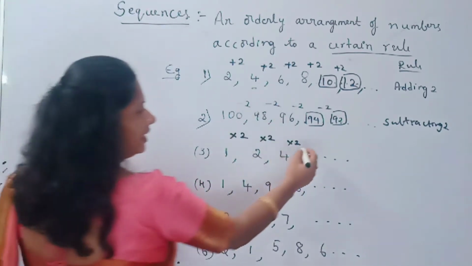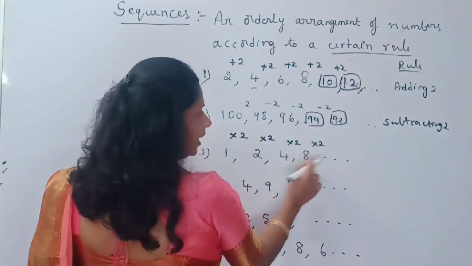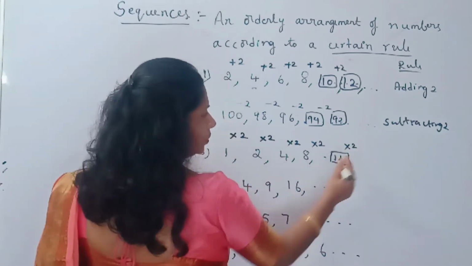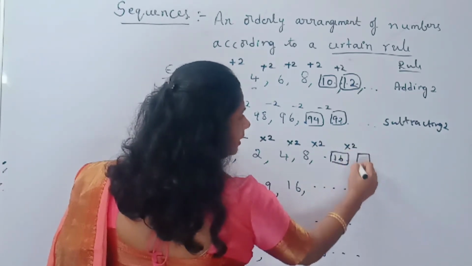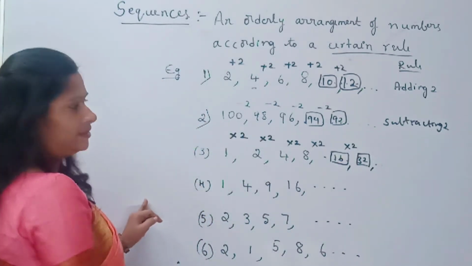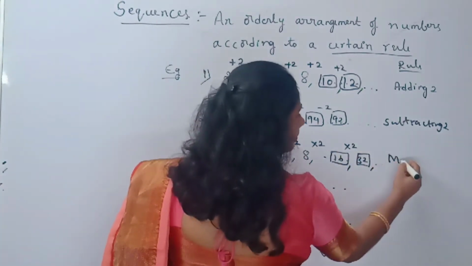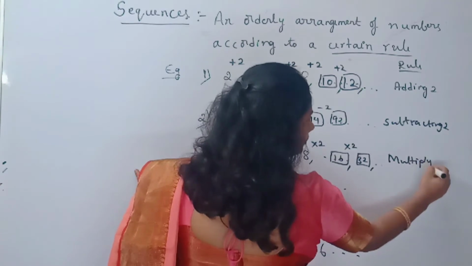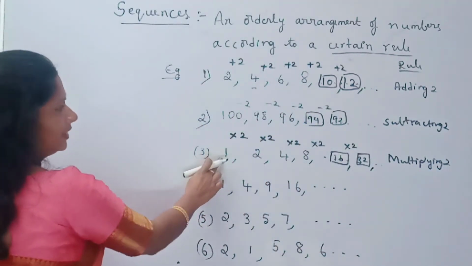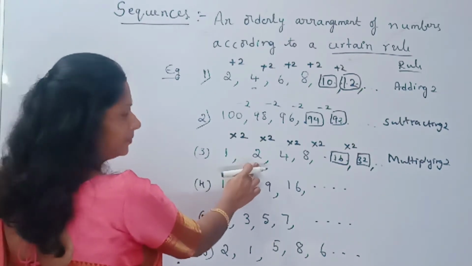So what will be my next number? Multiply 8 by 2, I'll get 16. Then again multiply by 2, 16 twos are 32 and so on. So what is the rule behind this sequence? Multiplying its preceding term by 2, I'll get the succeeding term.